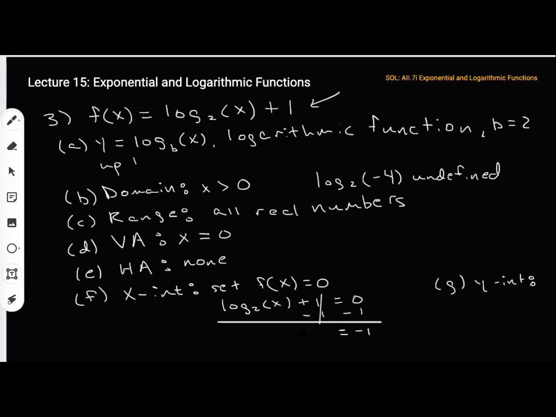0 minus 1 is negative 1. And I'm left with log base 2 of x. Now, to get rid of a logarithm, you have to introduce an exponential expression. So the base for both of the sides is going to be 2, but the exponent is going to be log base 2 of x. And the exponent on this side is going to be the negative 1 that I found.